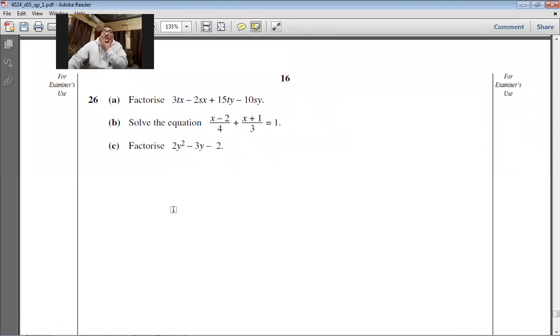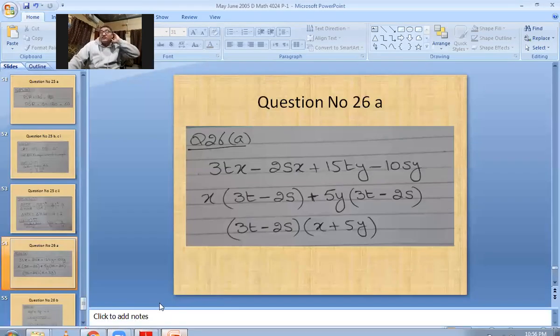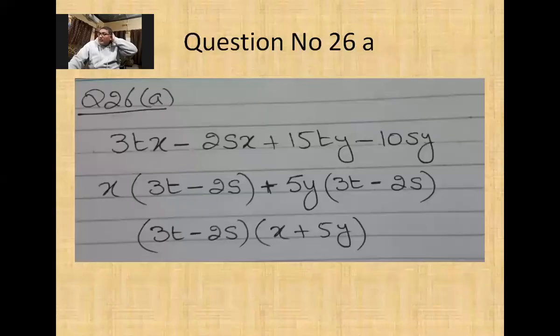Then question number 26, B part. He says (x minus 2) divided by 4 plus (x plus 1) divided by 3 equals 1. He says solve the equation. So we have to solve this equation. Let me show you how we will do this.